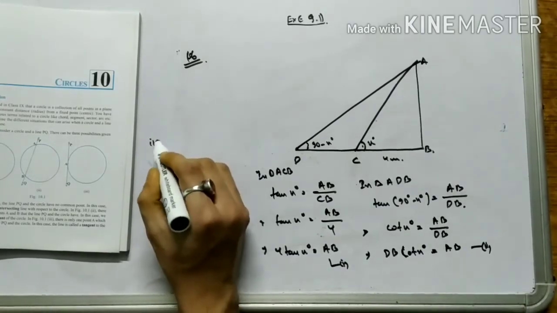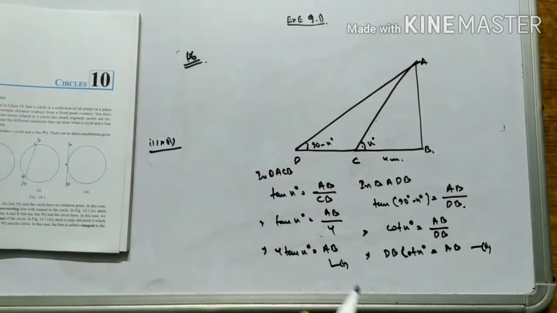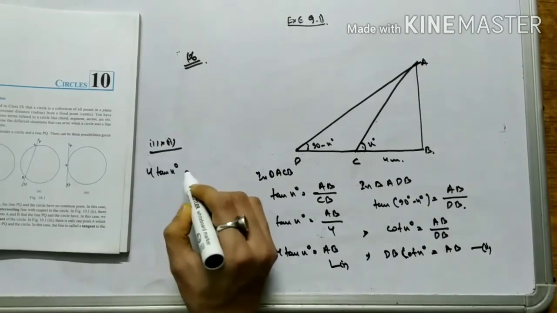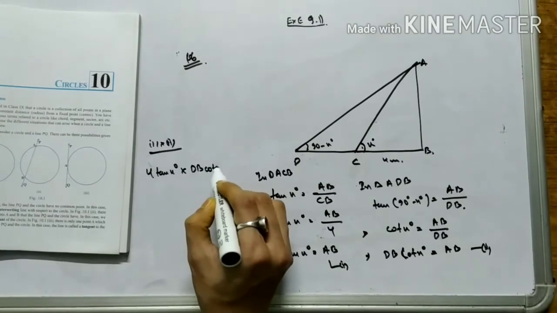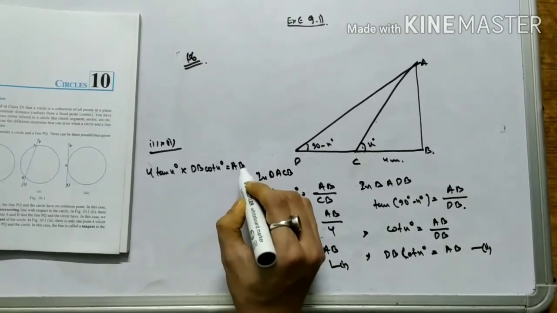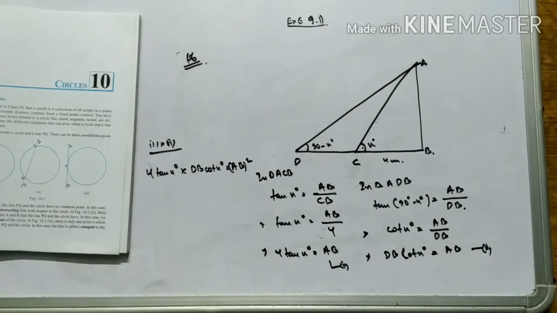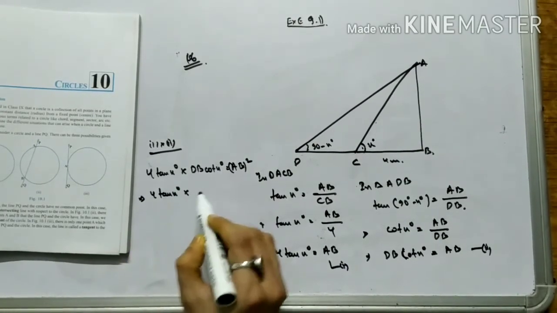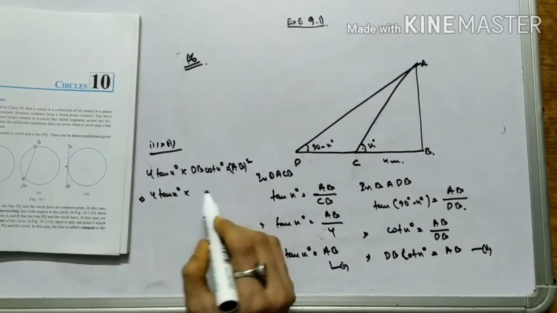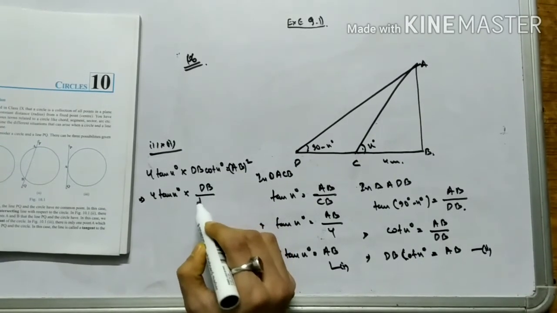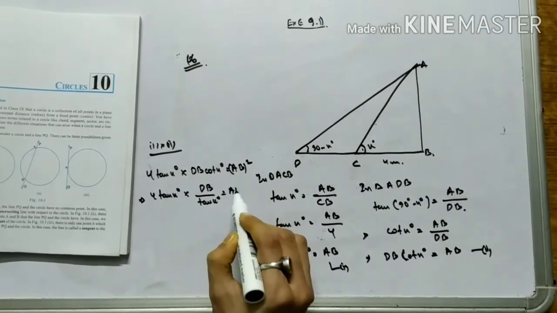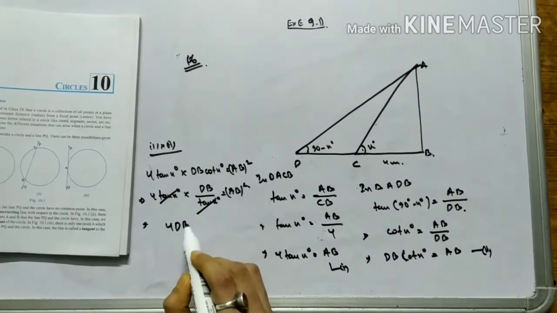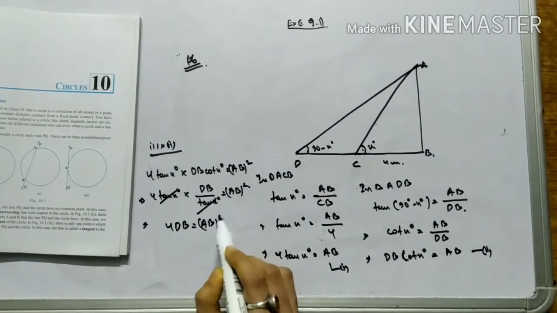Now what I will do is multiply equation 1 into equation 2. So I will get 4 tan x degree into DB cot x degree is equal to AB the whole square. In here, 4 tan x degree into cot x degree, I can write cot x as 1 by tan x degree. That means I will get 4 DB by tan x degree times tan x, which is equal to AB the whole square. So this cancels, and 4 DB is equal to AB the whole square.